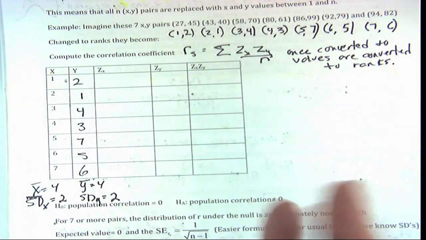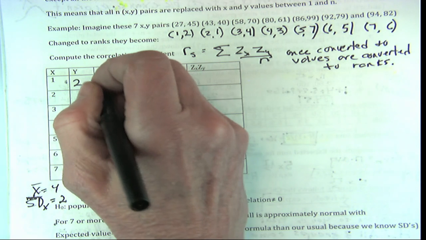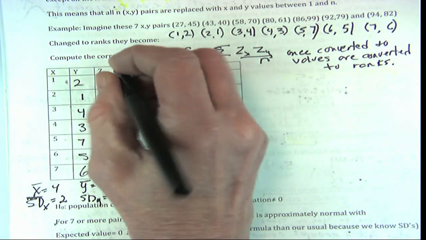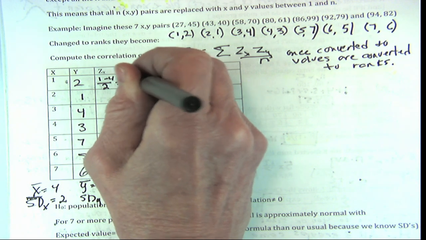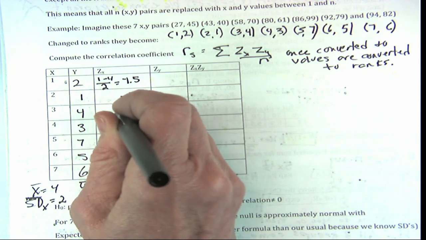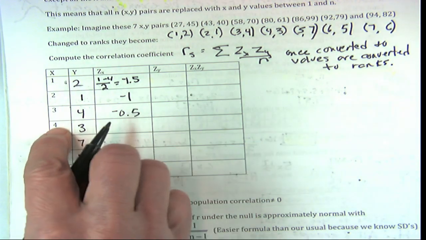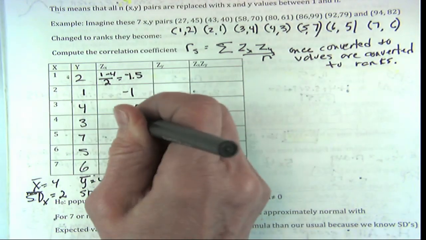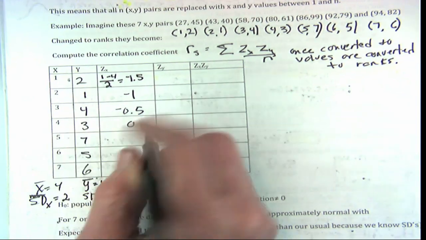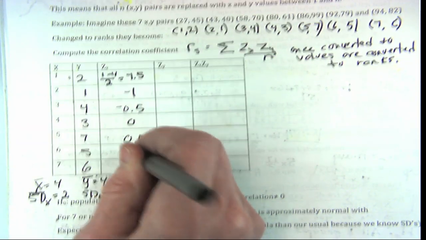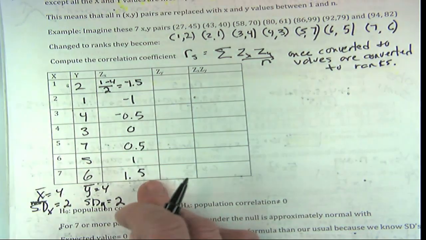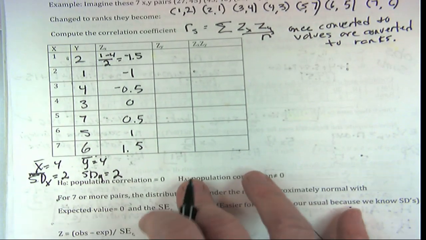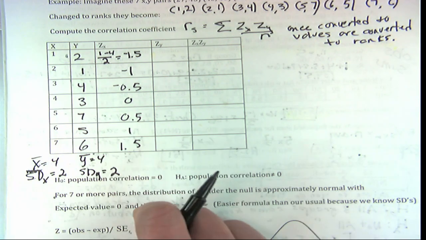Now, we're just changing them to z-scores. So for x, you'd say 1 minus 4 over 2, right? And that's negative 1.5. And then you'd say 2 minus 4 over 2. That's negative 1. This would be negative 0.5. 4 is right at the average, 0. And this is a half above, 1 and 1.5. And you check again. These deviations are going to sum to 0.